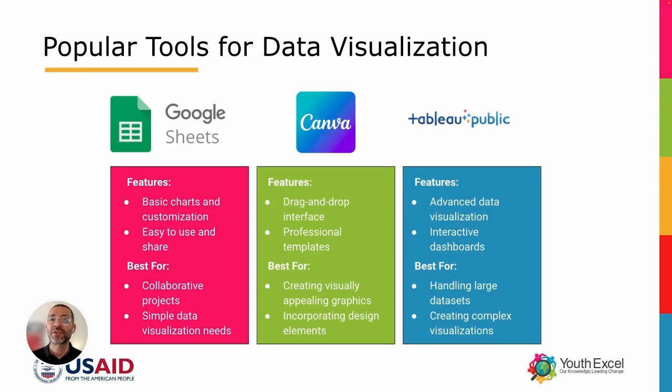Now that we have covered how to choose and design your visualization, let's look at some of the tools that can help you bring your data story to life. We have Google Sheets with an accessible and user-friendly interface. It offers chart types and customization options. Then we have Canva. Canva is a design platform with many beautiful templates for charts and infographics. Very easy to use because it has a drag and drop interface. And finally, it's ideal for creating very beautiful and appealing graphics.